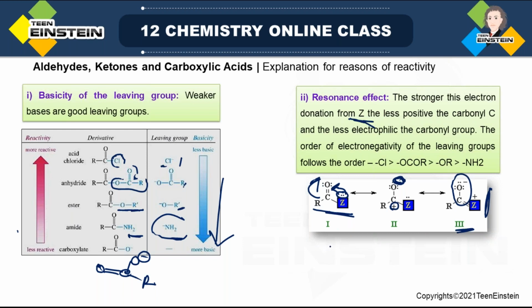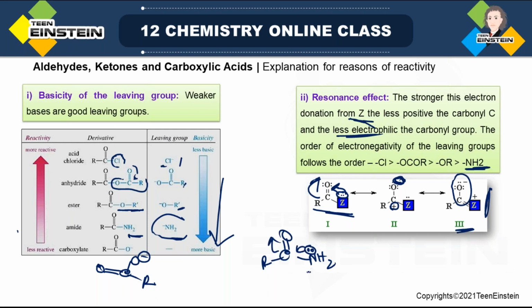Fine. So the stronger the electron donation from the group Z, the less positive, or you can say the less double bond character, the carbonyl carbon has. It is less electrophilic, meaning it is not so electropositive. And the order of electron donation capacity is like this. Maximum electron donation is possible in case of amide because of the presence of the lone pair on NH2.